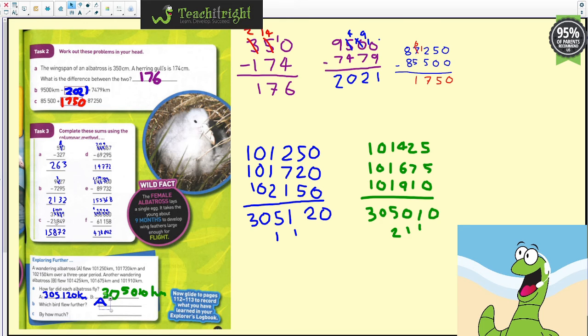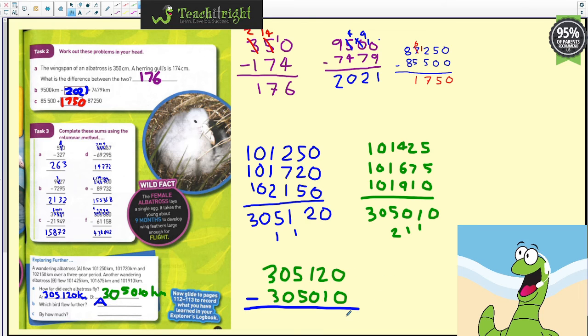And then finally, by how much? Well, again, that's just a difference question. So let's just take them away from each other. So we've got 305,120 subtract 305,010. So the difference between these two values will be how much further it flew.